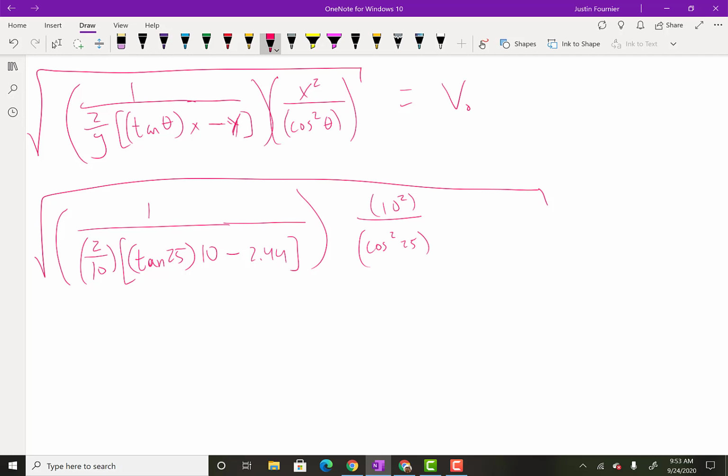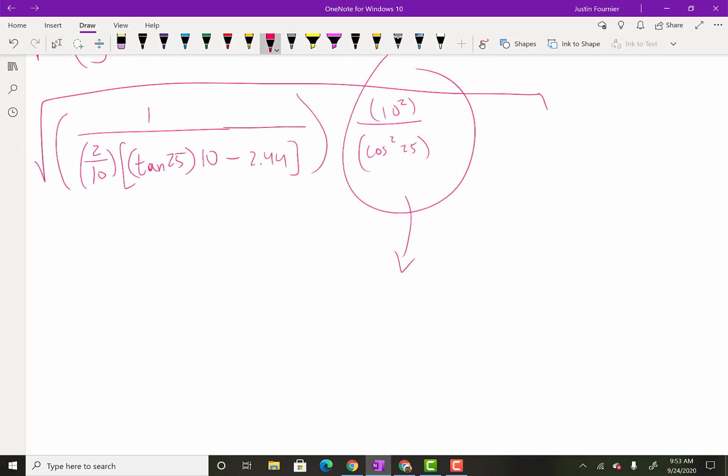So let's start with 10 squared is 100. I'm starting over here, and then I'm going to divide by cosine of 25. Am I in radians? No, I'm not, good. Of 25, and then all that squared. I'm getting 121.7. So this comes down to 121.7.